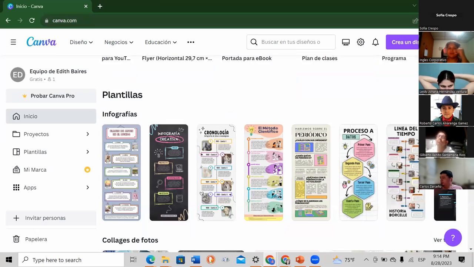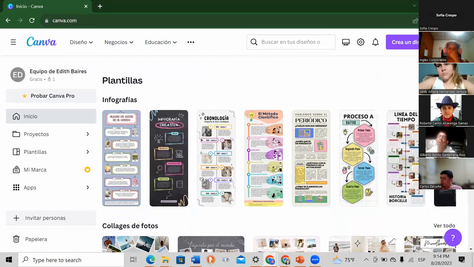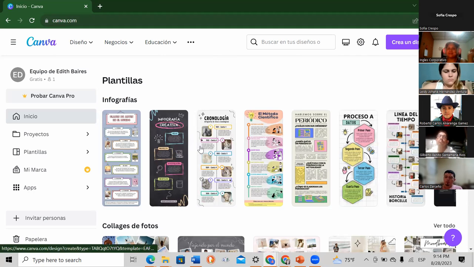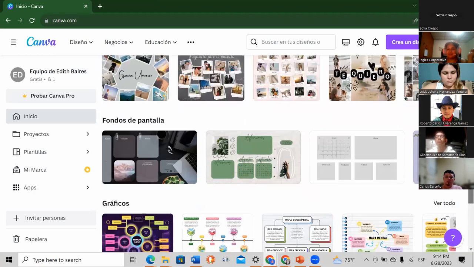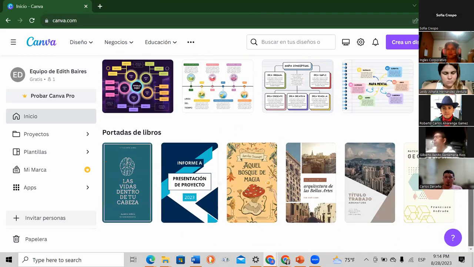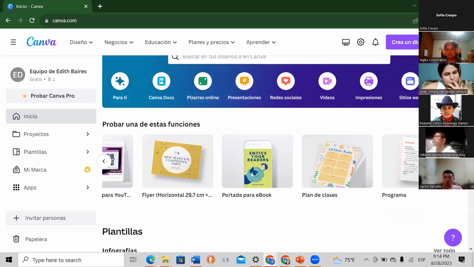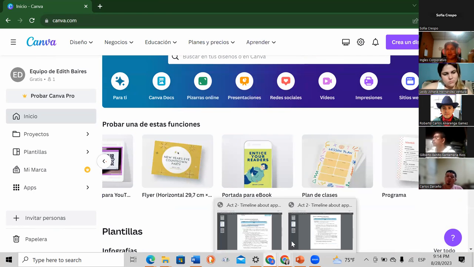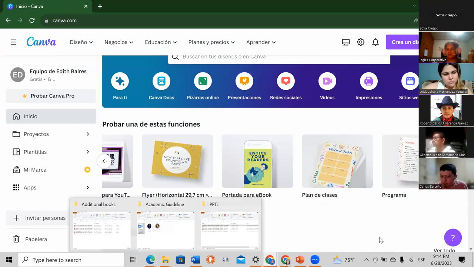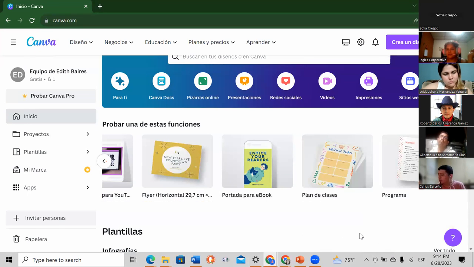Do you know how to use Canva? Here we have a lot of templates to use. I would like you to choose one template from here and work on it, if you can do it, of course, to do your poster. If you have another tool where you can do it, because later you are going to share your poster with your classmates and explain your procedures, okay?